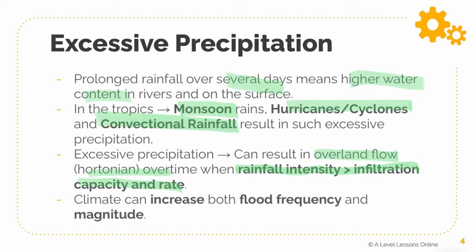Over here I'll use HOF, Hortonian overland flow, and this is what would cause the flooding to occur. When there's overland flow, it means that the water is not being absorbed into the soil, into the ground. As a result, there is more water on the surface, and this is when flooding actually starts to occur. So climate can increase both flood frequency and magnitude.